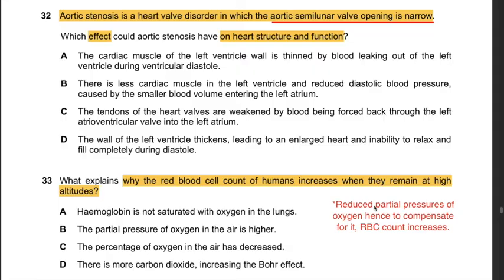D. The wall of the left ventricle thickens, leading to an enlarged heart and inability to relax and fill completely during diastole. That is correct, because the aortic semilunar valve is present on the left side of the heart. Hence, if blood is unable to pass through the valve due to the valve opening being narrow, the left ventricle thickens in order to provide more blood pressure to force blood through the semilunar valve. Hence, D is the correct answer.